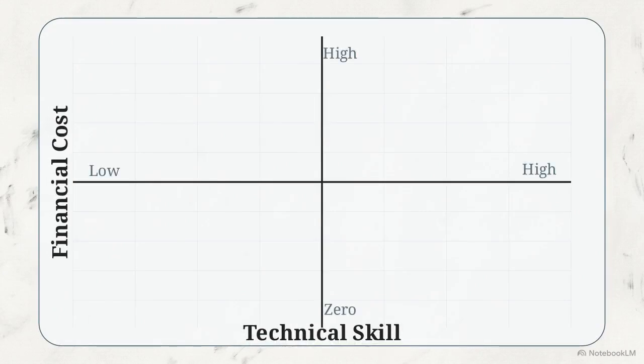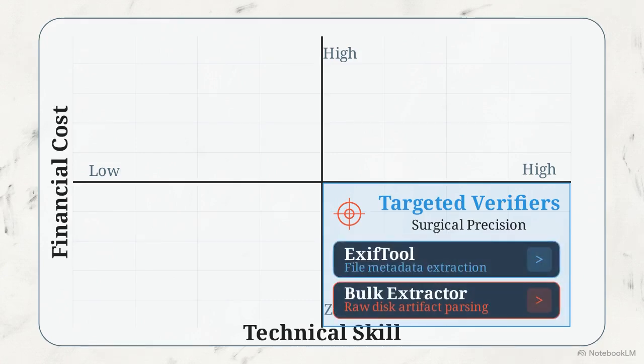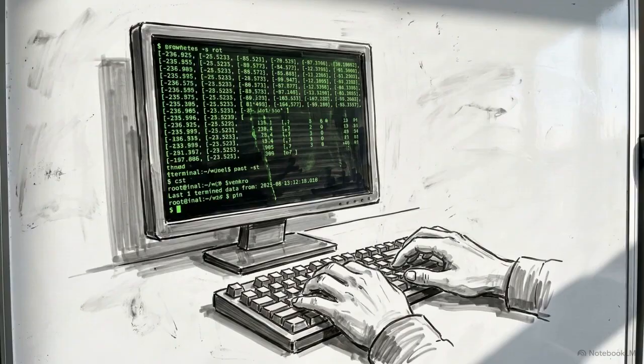This chart maps the forensics landscape, plotting technical skill against financial cost. Down in the high-skill, zero-cost corner, we find tools for journalists and researchers needing surgical precision. This quadrant relies on lightweight programs like XFTool and Bulk Extractor. To use them, you have to be comfortable opening a command line interface, typing out text commands, and manually interpreting rows of raw data outputs.